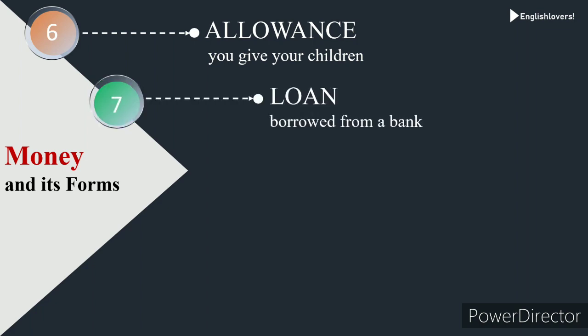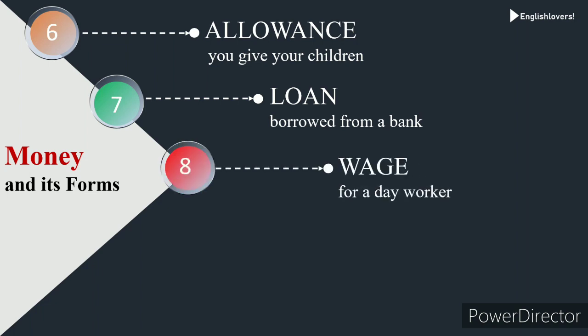Next is loan. What is loan? Loan is the money that is borrowed from a bank. People take money from a bank at an interest rate and they return it in installments. That money is called loan. Loan is taken for different purposes like car loan, home loan or crop loan. That is the money taken from the bank.